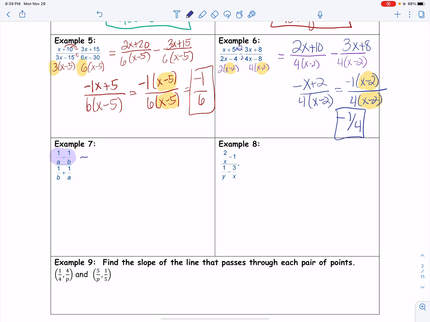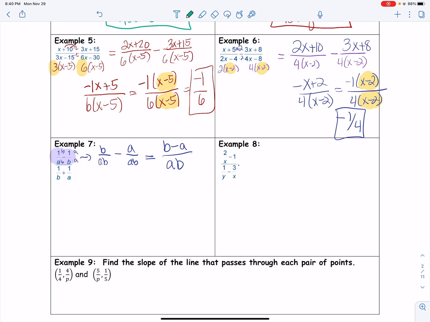What would be my common denominator between A and B? Wouldn't it be AB? So I would times the first one by B, so that would be B. And I would times the second one by A, so that would be A. So wouldn't this fraction be B minus A over AB? All I did was take care of the top because I can't even copy dot flip when it's a fraction and a fraction.